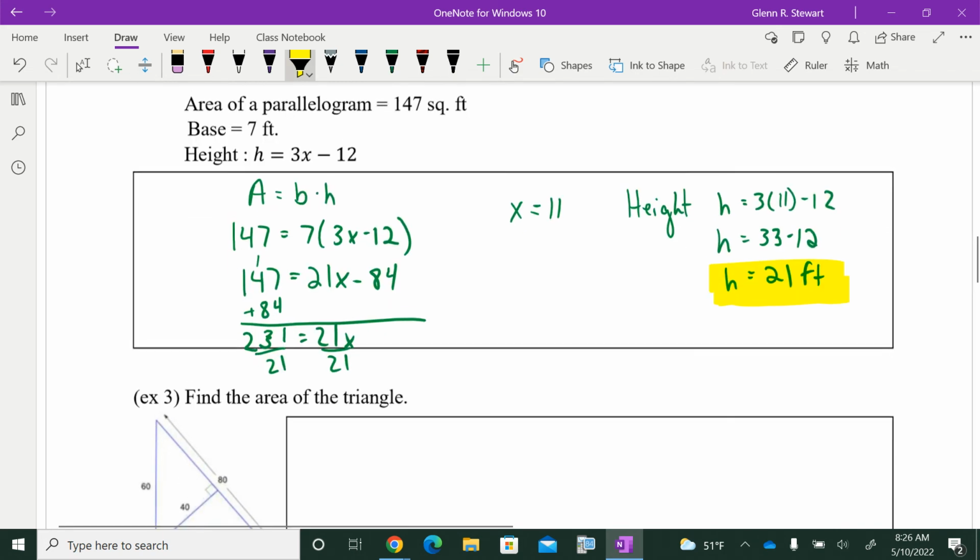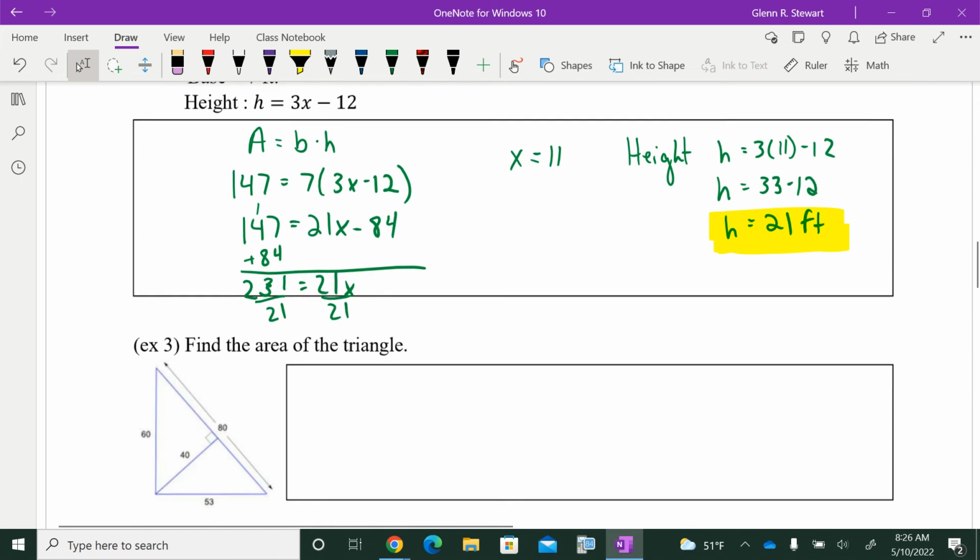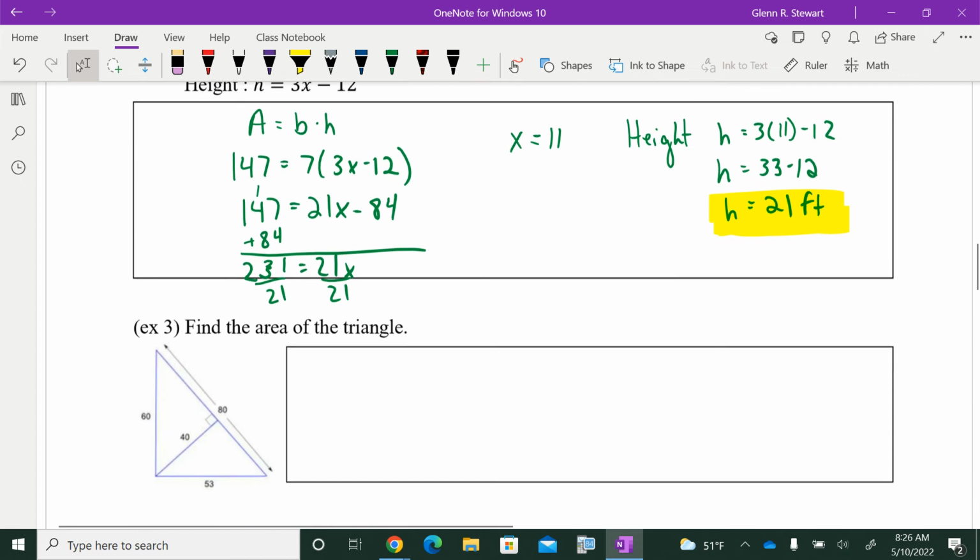Right. Questions at all? Okay. I want you to try this next one out. Find the area of the big triangle.